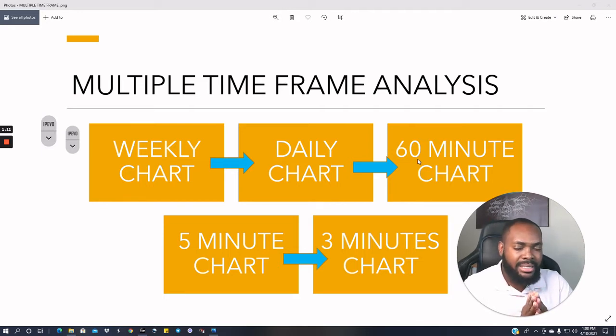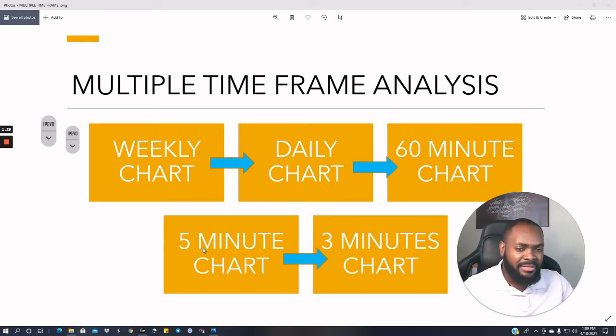So this is a method that I typically use both for day trading and swing trading, and today I'm going to pull up two charts, Tesla and Nio, to walk you through the multiple time frame analysis. All right, so let's move on over to the chart.